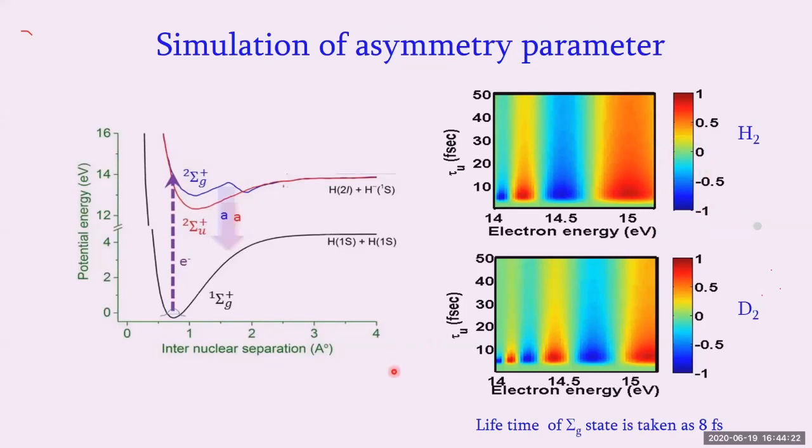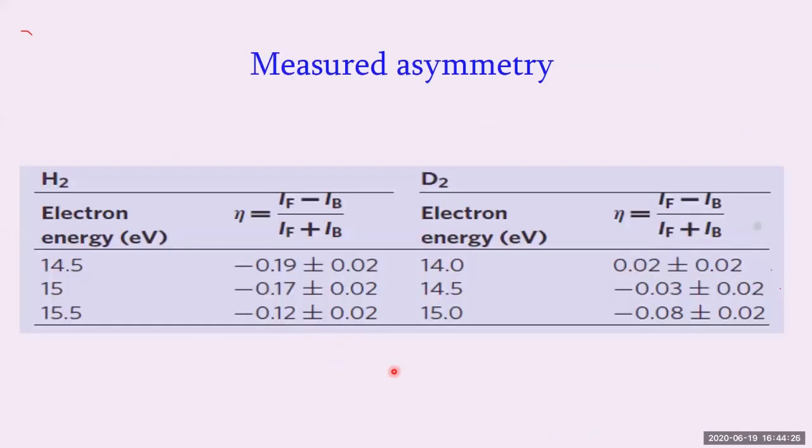So we looked at a more probable set of potential energy curves. Let's look at the numbers, to remind you what we are getting for the measured asymmetry: between 0.2 and 0.1, and close to 0 and 0.1 here in the case of D2.